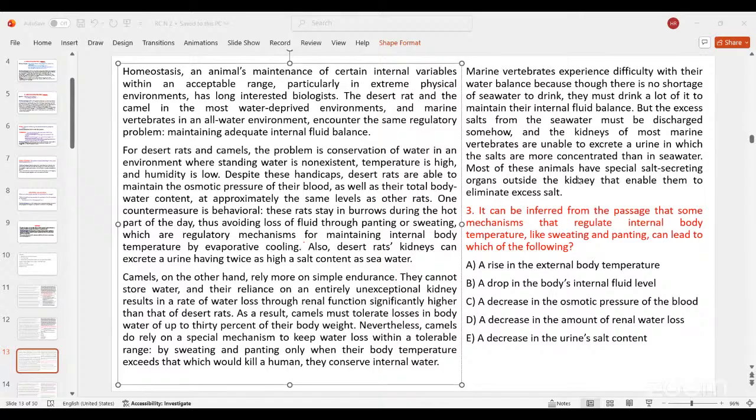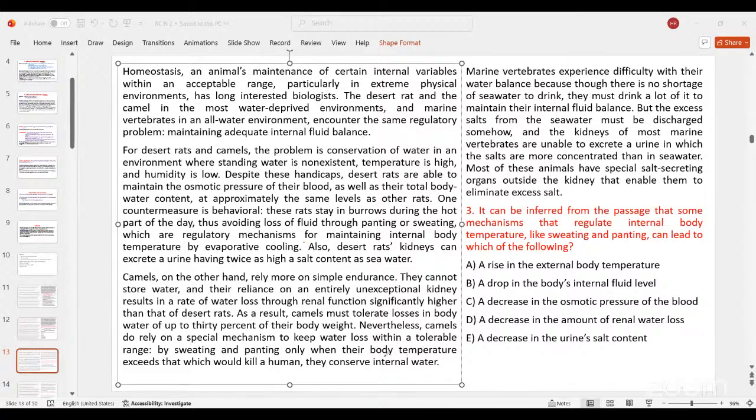So your question says, this mechanism can lead to which of the following? It means what will be the ultimate result of the mechanism? That is information. Now I need a piece of information to know what mechanism it is talking about. So here the sweating and panting mechanism is what? It is the camel's, right?